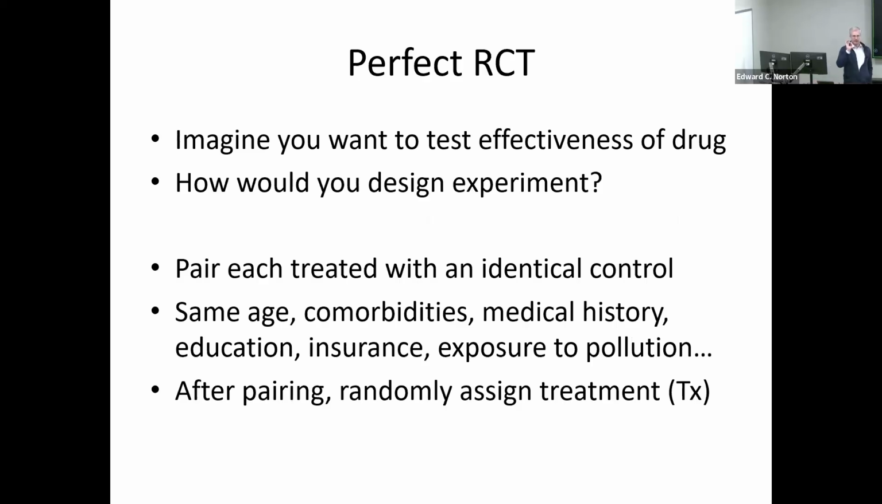And first, let's think of the perfect RCT, where you have unlimited budget and you can do exactly what you want. You want to test the effectiveness of some new drug. How would you design this experiment? Well, you would want to get a group of people, or rats, say, you get rats that are identical in every dimension. So the rats, each pair of rats would have the same age, the same gender, the same fur, the same comorbidities, the same insurance, right? They're going to be exactly the same.